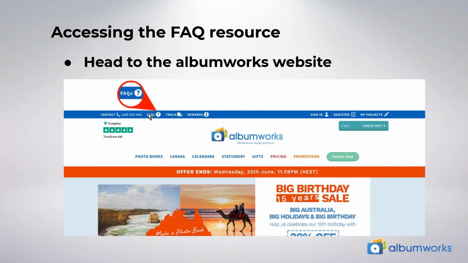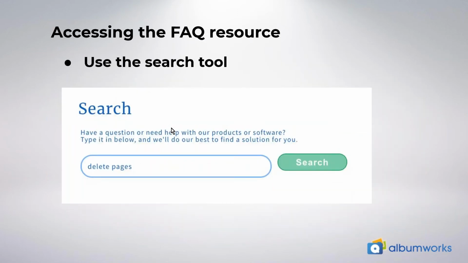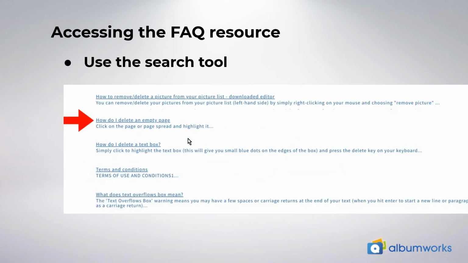So say, for example, I want to know how to delete pages from my project. Using the search tool, I can type in my query. Anything like how to delete pages or just delete pages will suffice, and it will come up with a list of suggestions. You can see that one of the results is how to delete an empty page. So all you have to do is click on the link and it will open a page with instructions that you can follow.